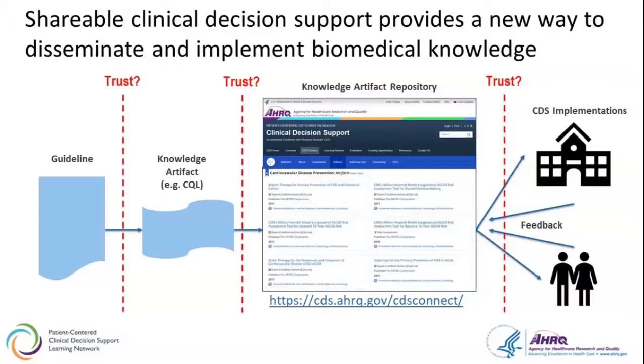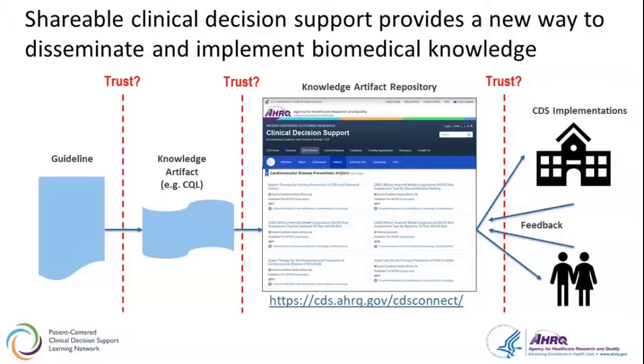Similar questions we could ask as the knowledge artifact goes from CQL into the repository, issues, say, around intellectual property, indemnification, what have you. And then on the far right, trust around who's using it, what is the kind of feedback that they're providing, is that feedback trustable, and trustable enough to make changes or force changes back within the repository, again, going backwards from right to left.